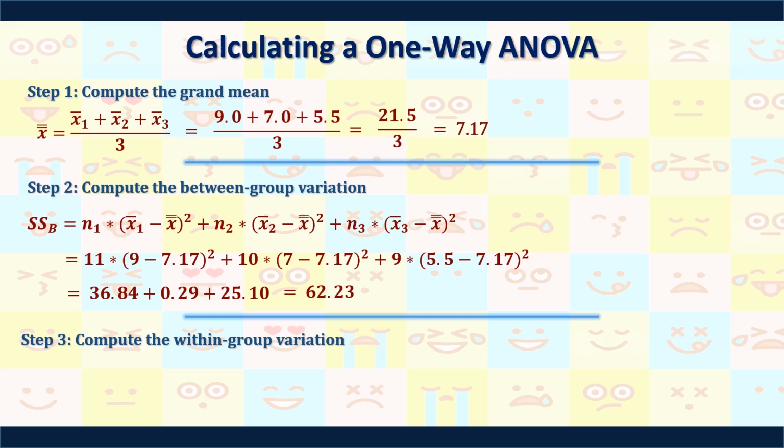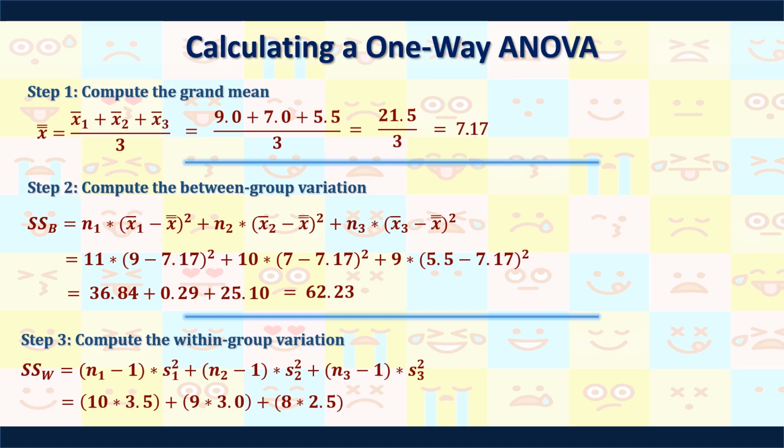In step 3, we must find the within group variation. The equation for within group variation tells us that we must multiply each respective group sample size minus 1 and its variance, and then add these products up. So 10 represents the sample size minus 1 of the negative letter writing group, and 3.5 represents that group's variance. You do that for all three groups, sum the products, and that gets you a sum of squares within of 82.